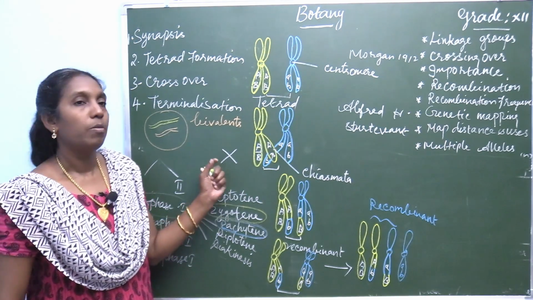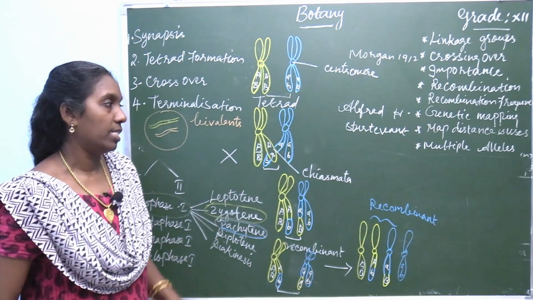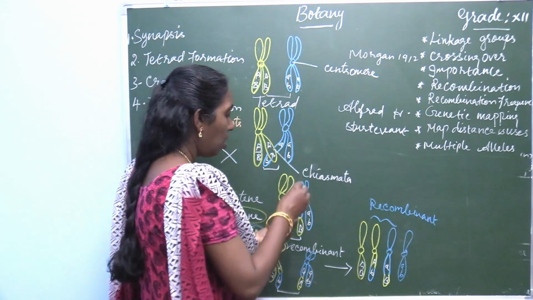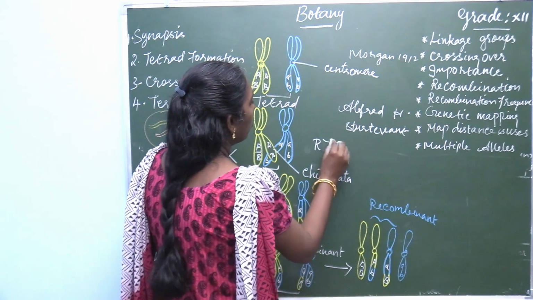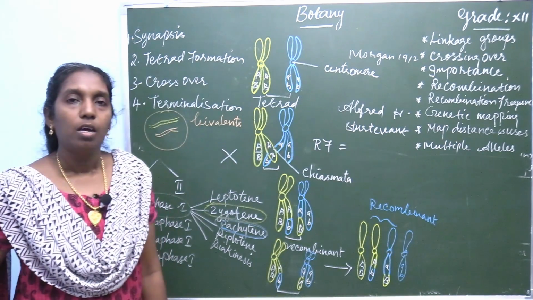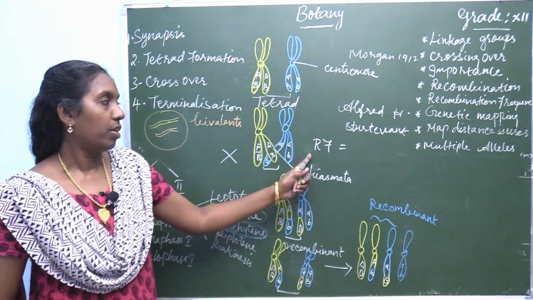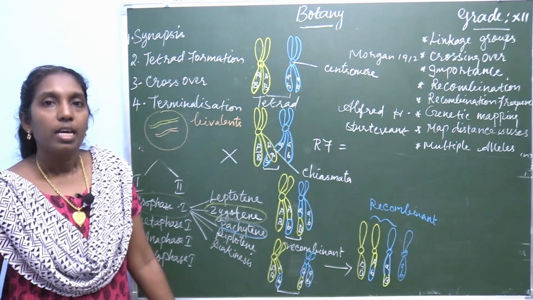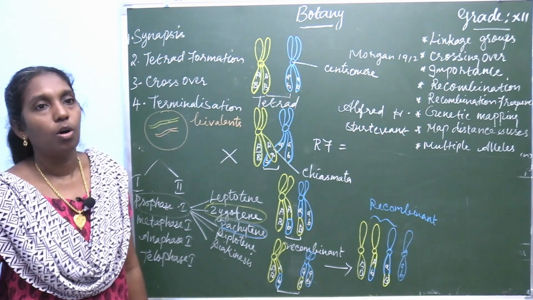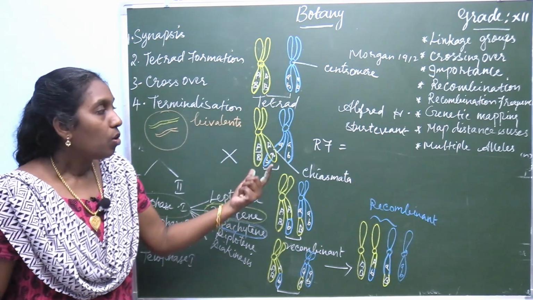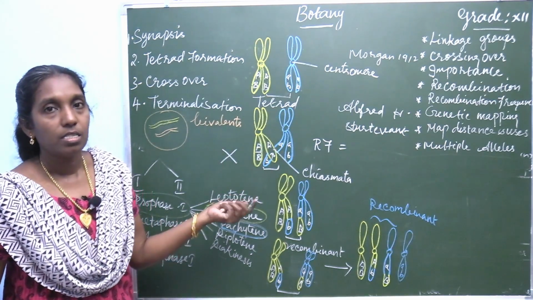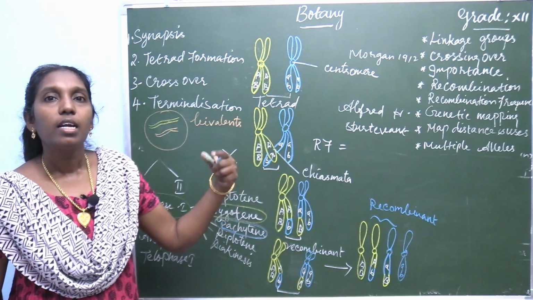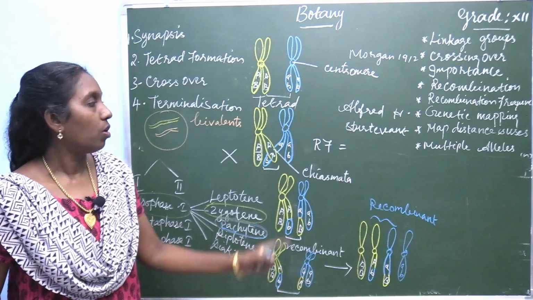Then what is meant by recombinant frequency? The recombinant frequency, which is represented as RF. What's the definition? Recombinant frequency, or RF, is the percentage of recombinant genes in the organism. In an organism, the percentage of recombinant progeny is called RF.